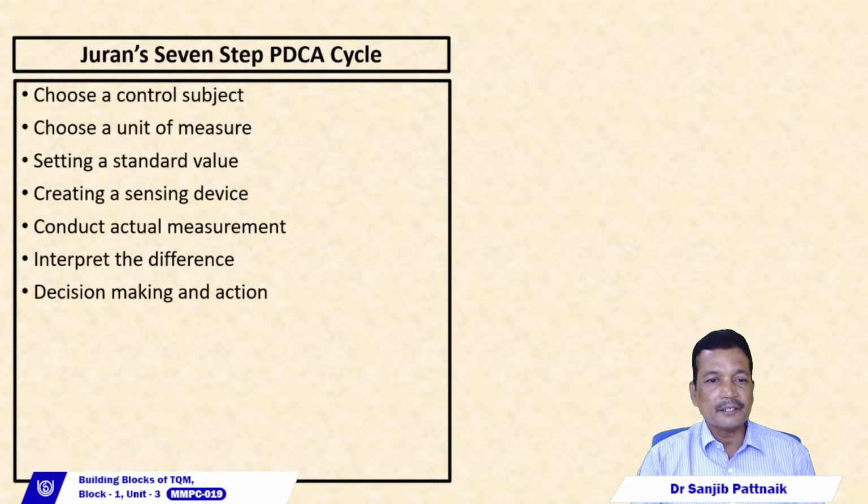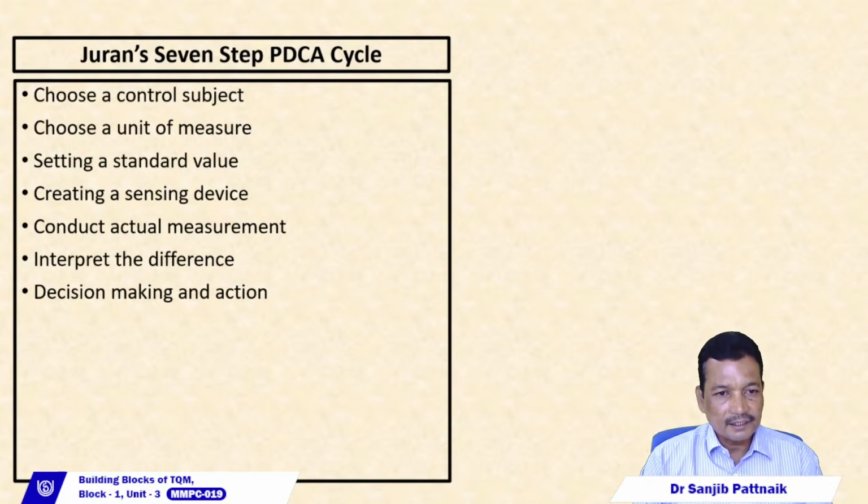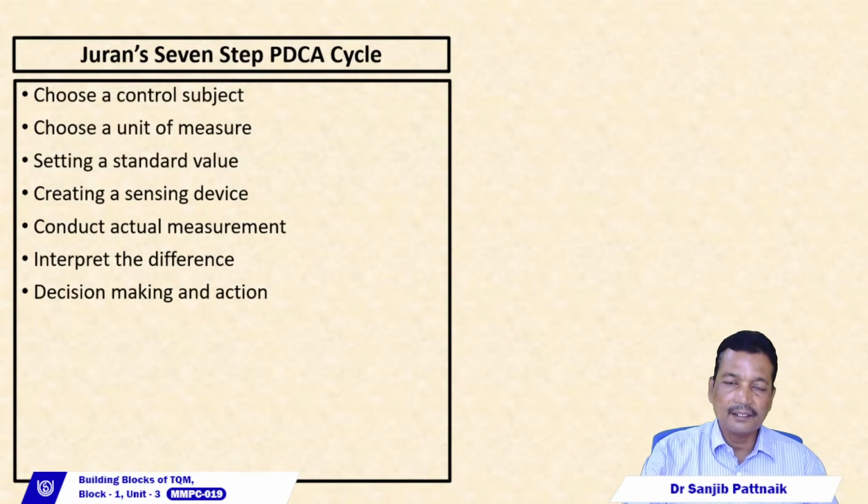Now we have to interpret the difference. How much it is, why it has happened, that we have to interpret. Then we take a decision on how to rectify the defect and see that further it is not repeated. That means decision making and action.